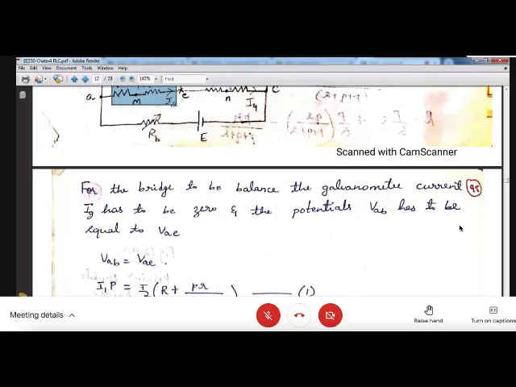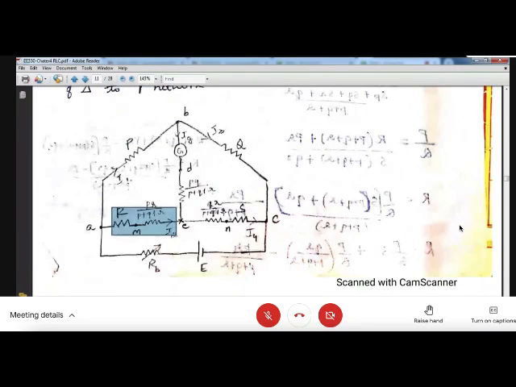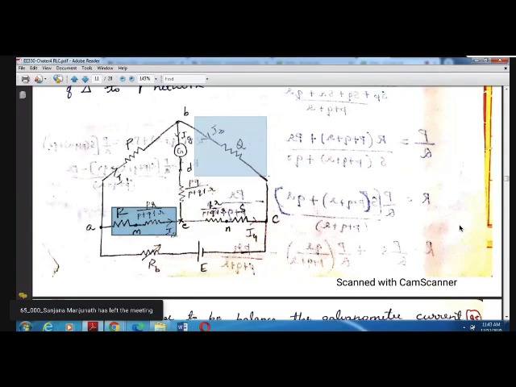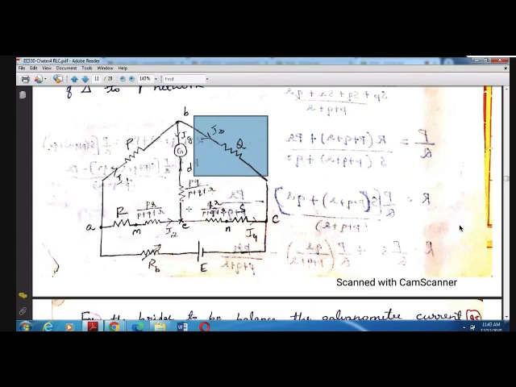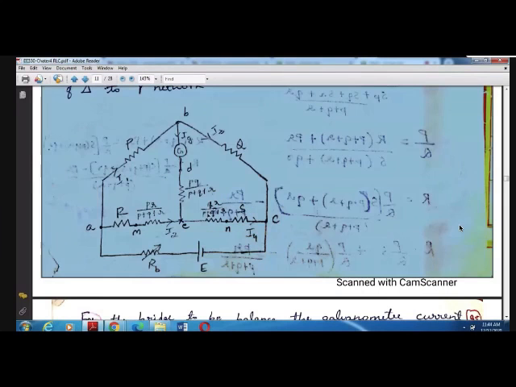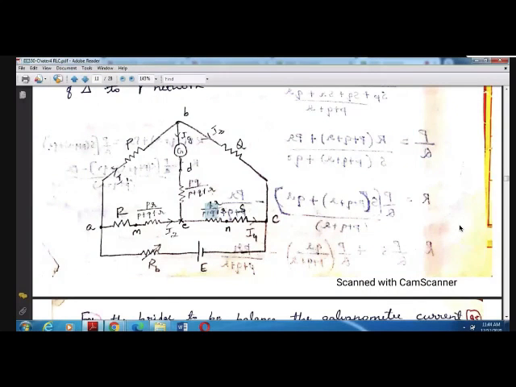Similarly, the potential difference VBC and VCE are same now. Look here. Whatever potential difference exists here is equal to the potential difference between these 2 points, right? So VBC is equal to VCE. VBC is what? I3 into Q. Similarly, VCE is S plus QR by P plus Q plus R into I4.